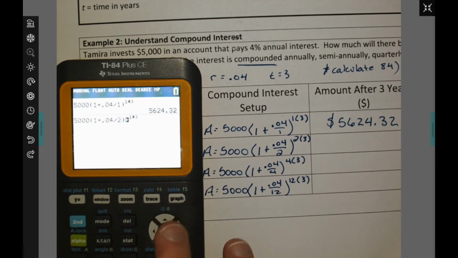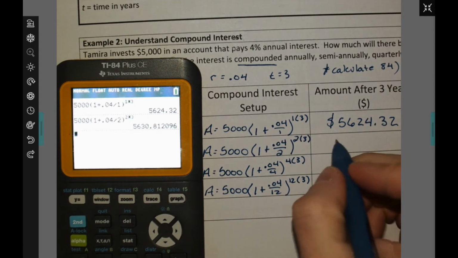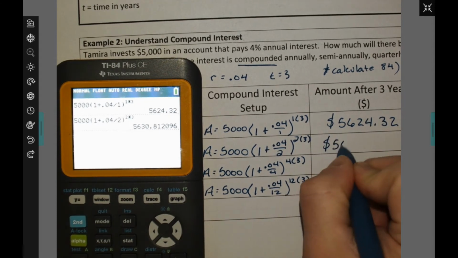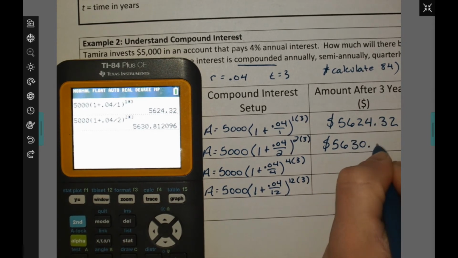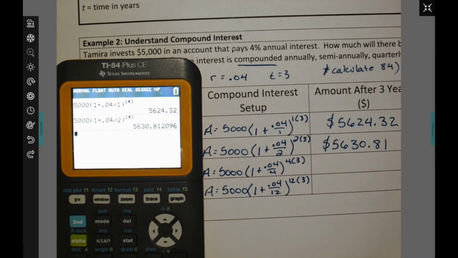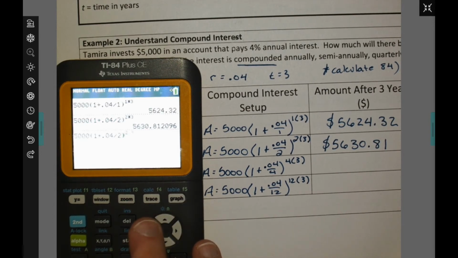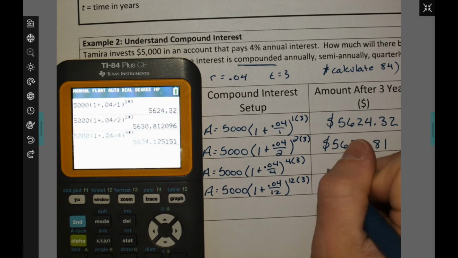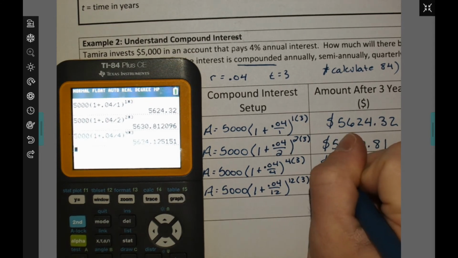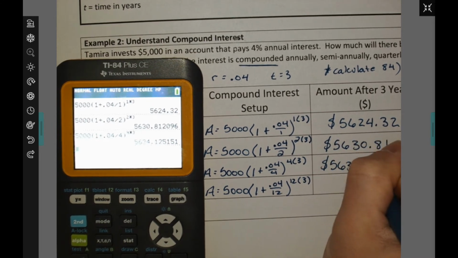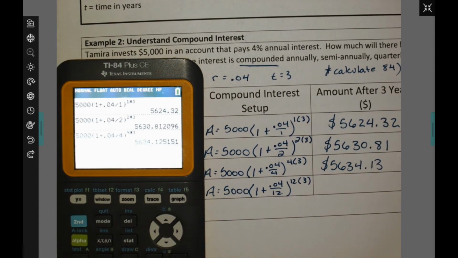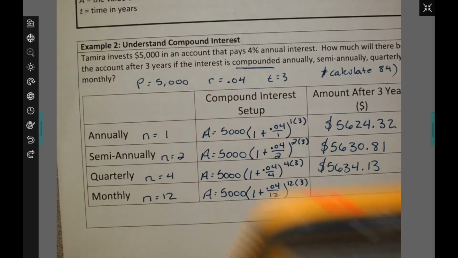Semi-annually, we're going to have 2 and 2. So it should be 5,630. And then this is what I was talking about. We need to make sure that we go to the second decimal place because we are dealing with money. So $5,630.81. We go back. Next one, we're going 4 and 4. So it should be 5,634.12. And actually, that would round up. So $5,634.13.